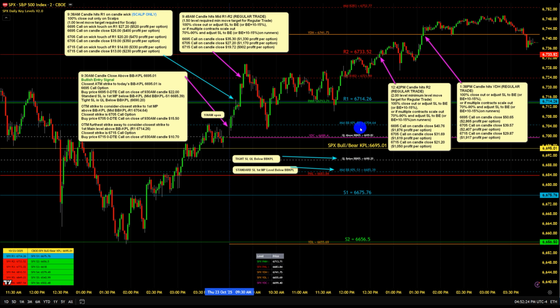With this indicator, you can make bullish or bearish trades off of any of the main levels. The main levels specifically are the bull bear KPL, and then the R1 through R6 levels, as well as the S1 through S6 levels.